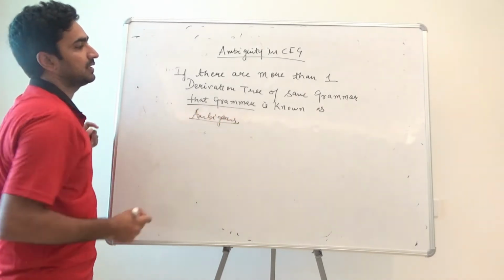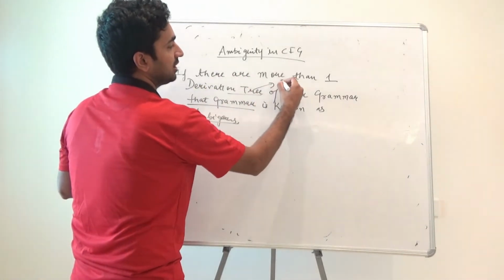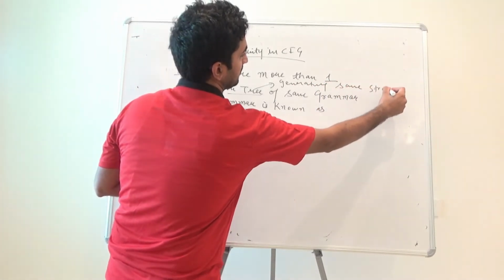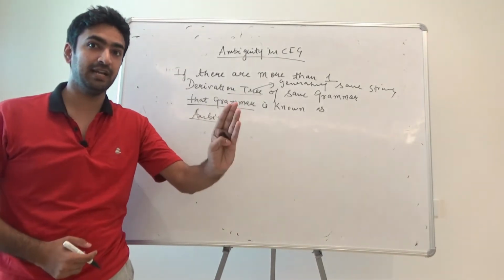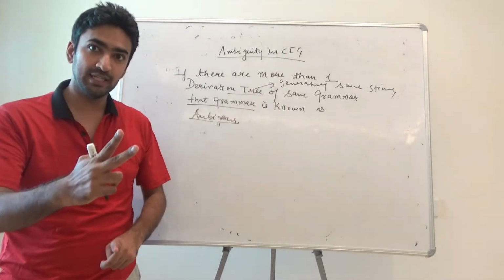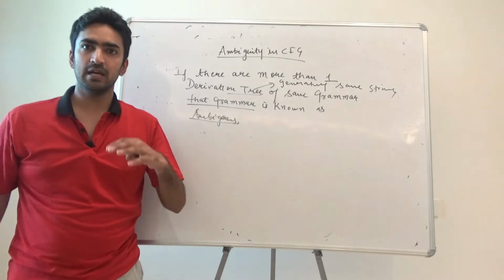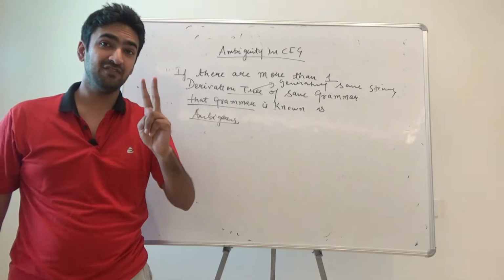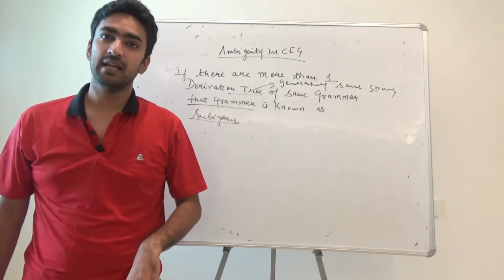Important point, guys, I would like to highlight: if there are more than one derivation tree generating the same string, means if whatever string that we have highlighted is generated by two parse trees or two derivation trees, that is known as ambiguous grammar. So grammar rules will be given to you. You will assume one particular string, and if two different derivation trees are generated, it means that grammar is ambiguous grammar.